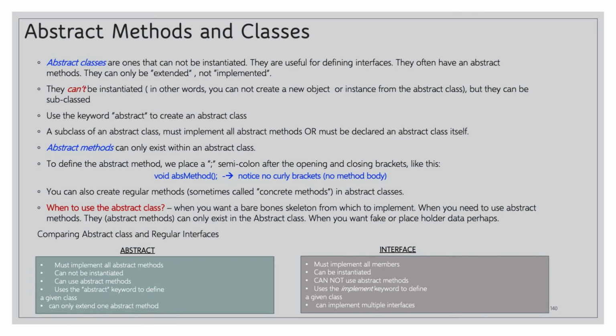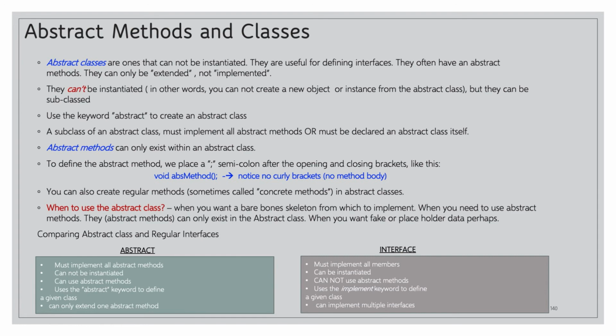Okay, and let's talk about abstract methods and classes. I promise there's not too much more. I know this class has been super long, but I wanted it in all one tidy unit. Abstract classes are ones that cannot be instantiated. They are useful for defining interfaces. They often have an abstract method. They can only be extended and not implemented.